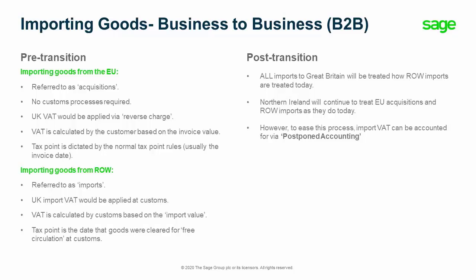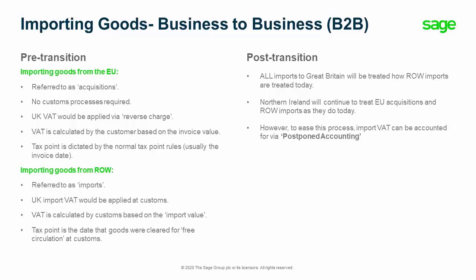In terms of importing goods from the rest of the world, they're referred to as imports, and UK import VAT would be applied at customs. VAT itself is calculated by customs based on the import value, and the tax point is the date that goods were cleared for free circulation at customs.